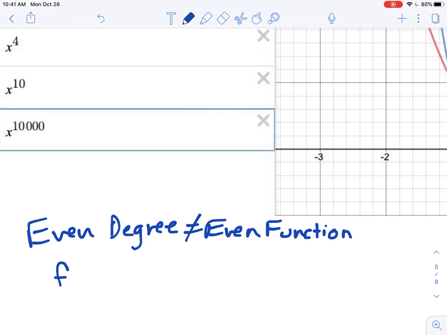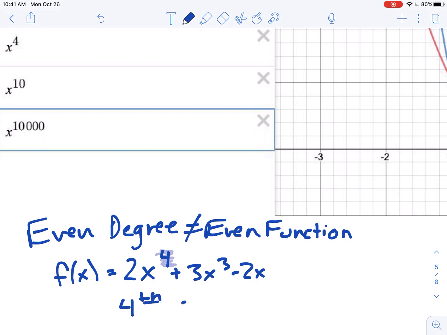So if I have f of x is equal to 2x to the 4th power plus 3x cubed minus 2x, the fact that we have this 4 and this is a 4th degree, I'm saying that the degree of the polynomial is an even number. And that's all I'm saying by saying it's an even degree. I'm not saying it's an even function or anything like that.